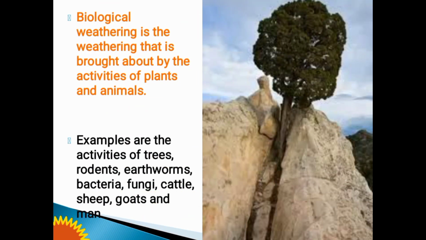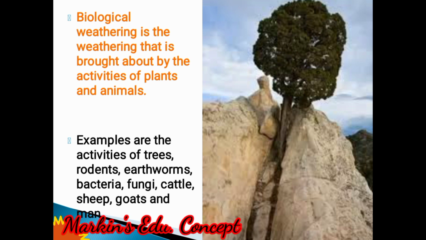Biological weathering is the weathering that is brought about by the activities of plants and animals. Now look at what is happening here. If you notice, the tree is growing between the rocks. For it to spring up, the rocks have to be torn apart. So this is called biological weathering. Okay, remember I said it's done by the activities of plants and animals.